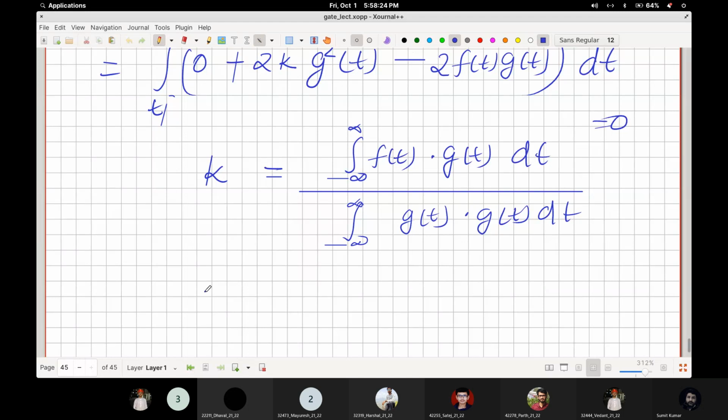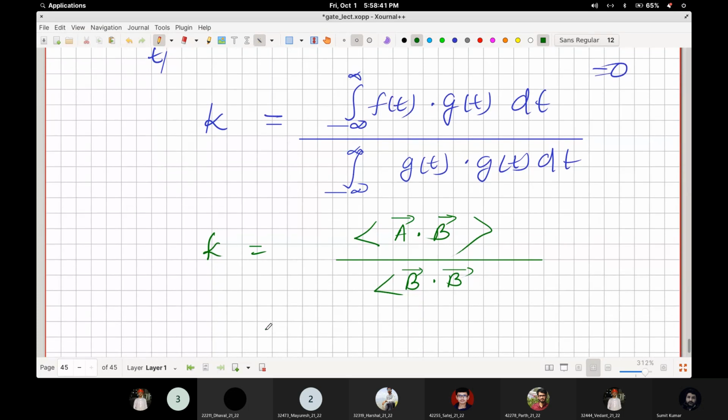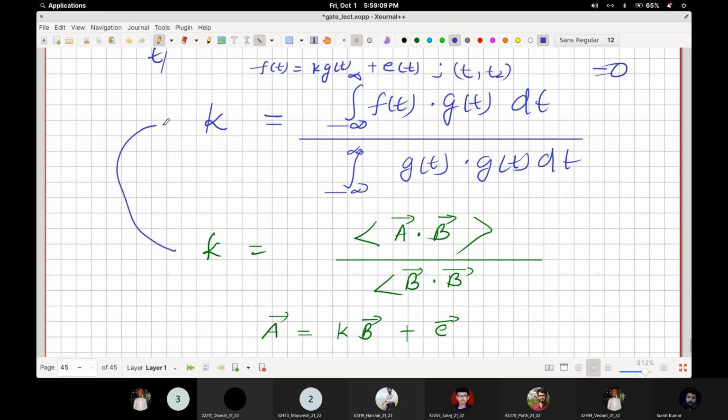So if you can notice here, in case of vector, what we got is this. The k was equal to what? A dot B divided by B dot B, isn't it? And what we did there, we wanted to represent A in terms of B. So this was k times B, plus you have some error vector E here. And here क्या है हमारे पास, f(t) को हम represent कर रहे हैं k g(t), and we have this error e(t), right? And between T1 and T2 we want to represent it. So ये k और ये k में क्या similarity है? Can you see some similarity between these two?